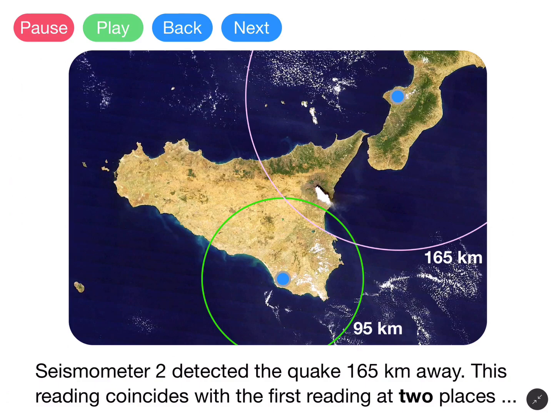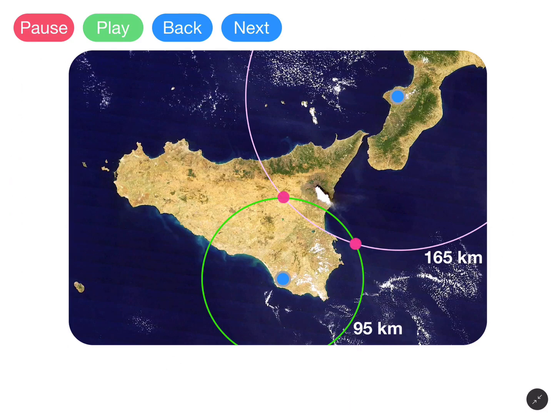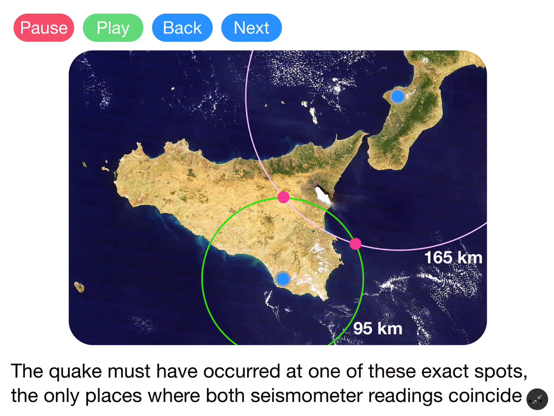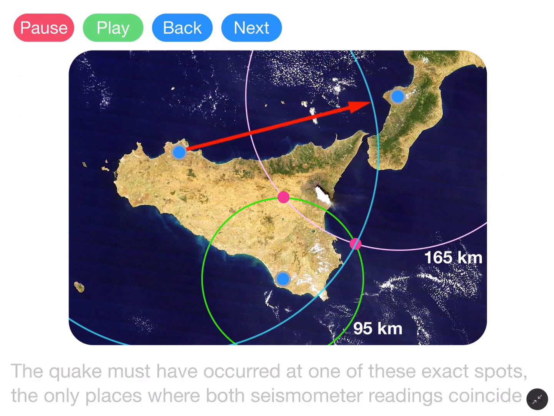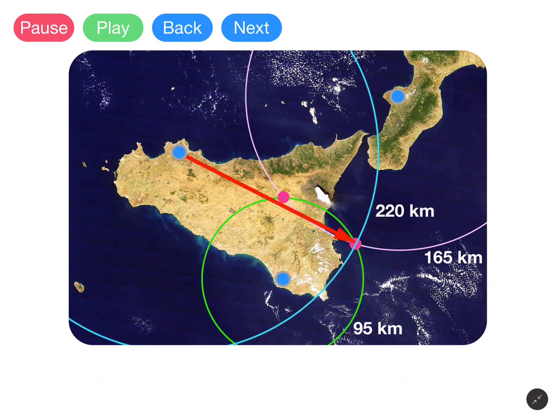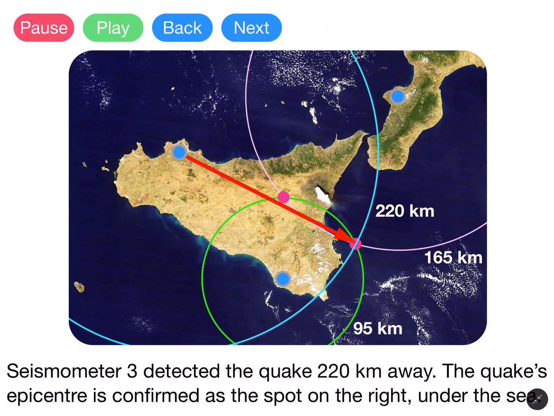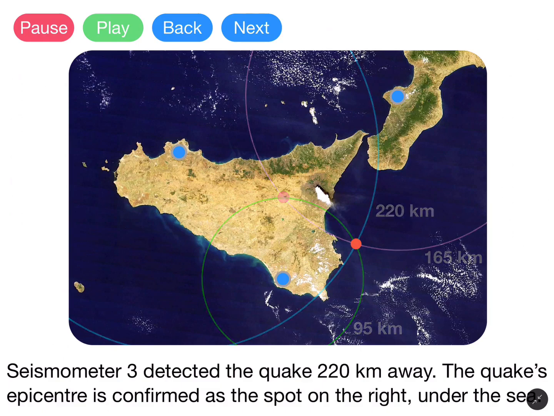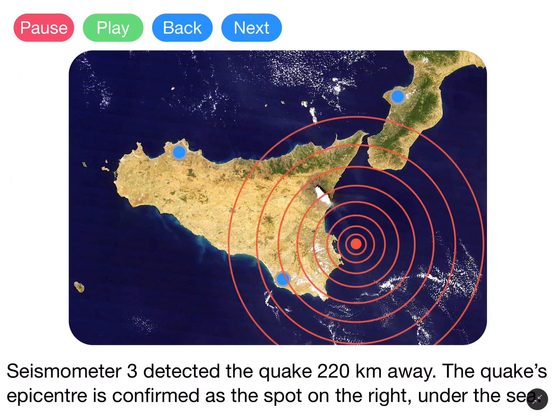To pinpoint exactly where the earthquake originated, a third seismometer is needed. The circle indicating the earthquake's distance from this seismometer will undoubtedly coincide with the other two circles at one of those two intersections found by the first and second seismometers. So that's where the epicenter of the earthquake is, in this case under the sea, because the Earth's crust, the outer rock surface of the Earth, is partly underwater, of course.